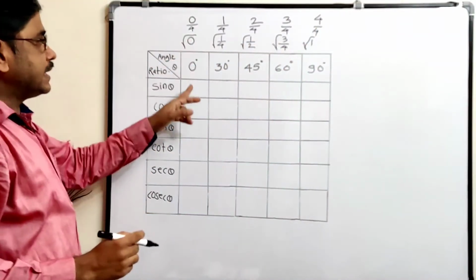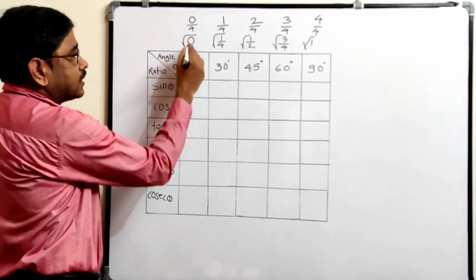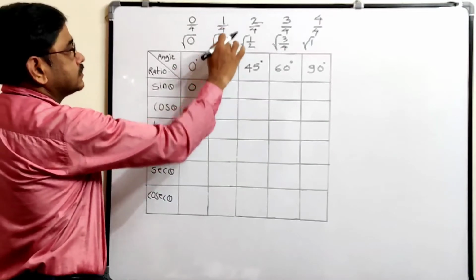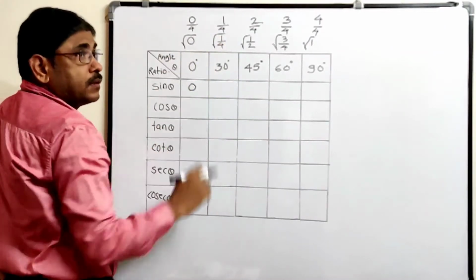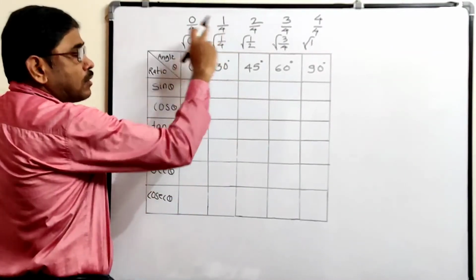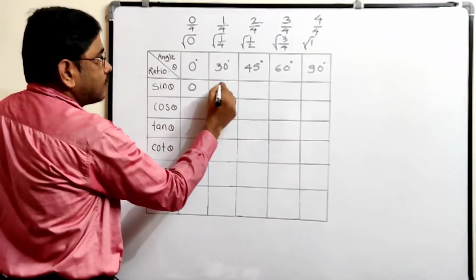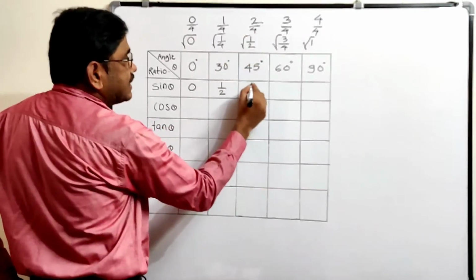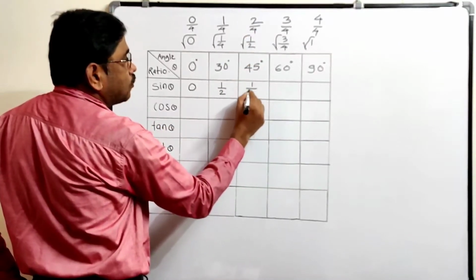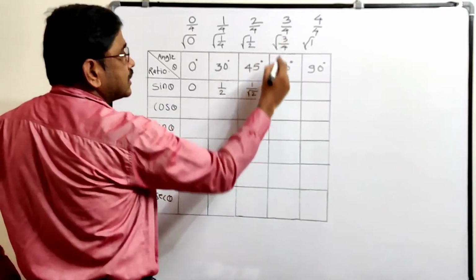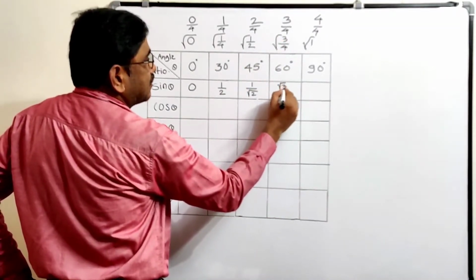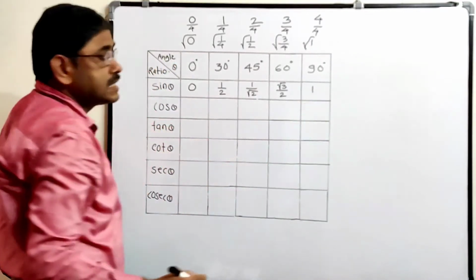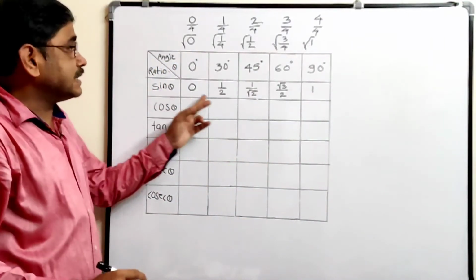Now write the root here. Sine 0 means root of 0 is 0, so the value of sine 0 is 0. For 30, 1 upon 2, because square root of 1 is 1 and of 4 is 2, so here 1 upon 2. Here the root of 1 is 1 and root of 2 can't be found, so that is root 2. Here root 3 as it is and the root of 4 is 2. Root of 1 is 1. So in this way we get the values of sin theta.